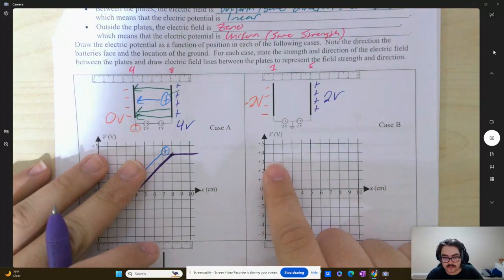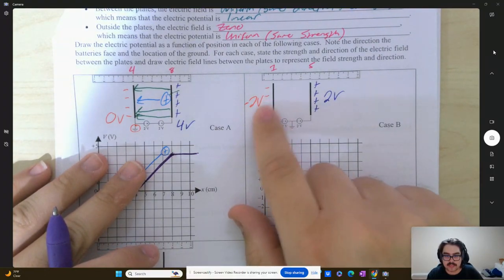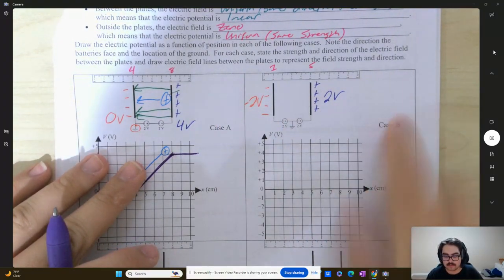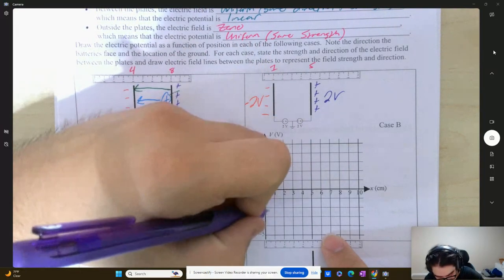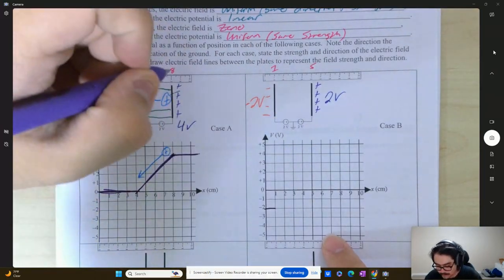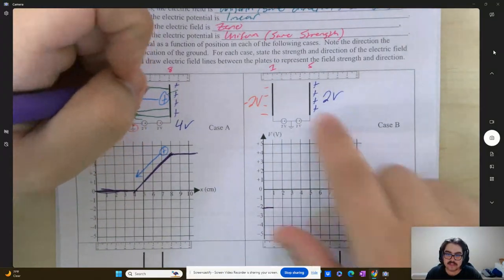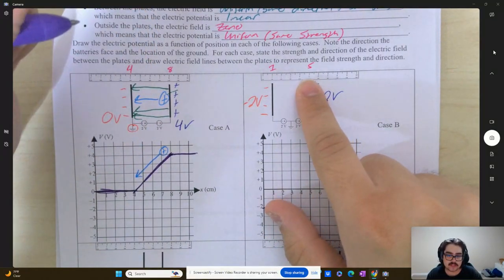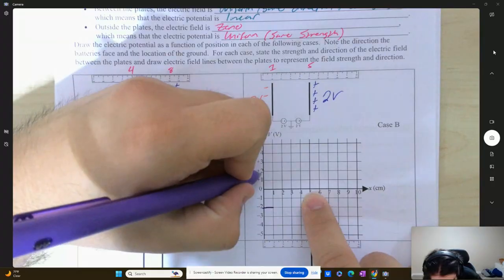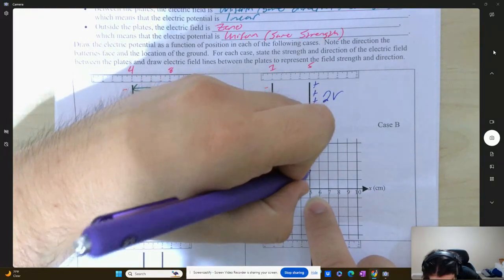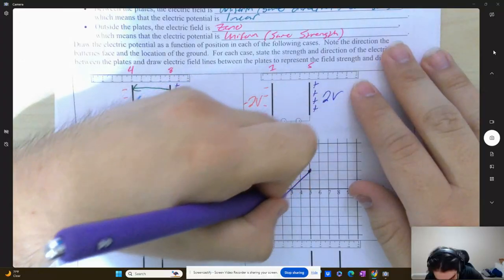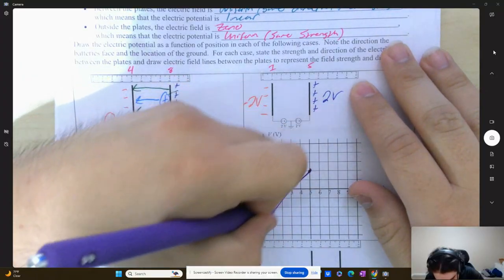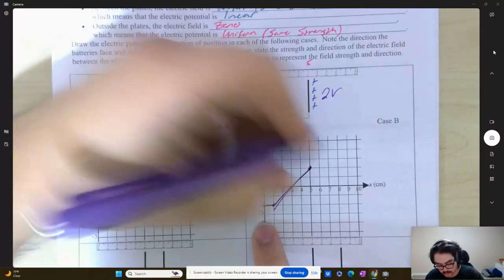And so to the left of this plate, it's going to be -2. To the right of this plate, it's going to be 2. So until you get to a position of 1 centimeter, it's going to be -2. Then it increases linearly to +2 at a position of 5. So 5, +2, boom. It increases linearly, so draw a straight line there, and then to the right of this plate, it'll be 2.